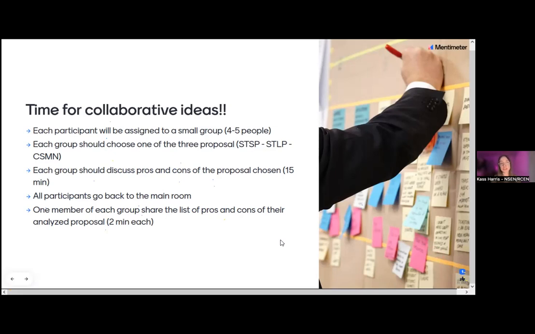And then you guys are free to choose whatever proposed idea that Camilo mentioned that most spoke to your group. So it might be the 1 day activity, the 5 day, or maybe it's the network, but you can choose that amongst yourselves and then discuss the pros and cons of each. And then we'll come back to the main room and we'll do some sharing. So just give me a minute and I'll get you guys into your rooms.